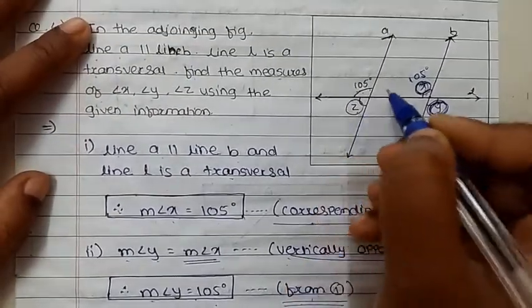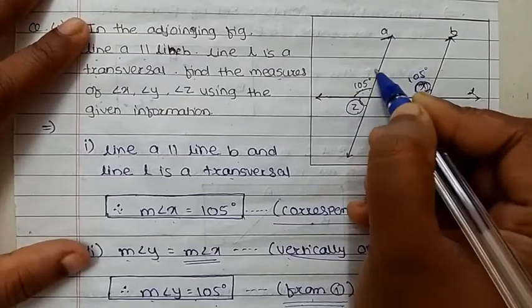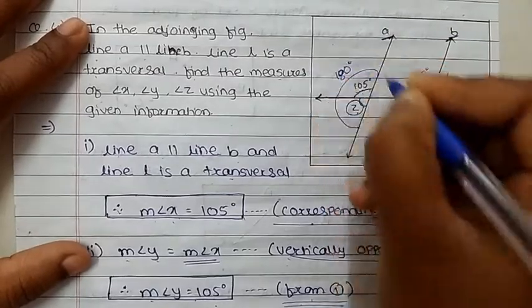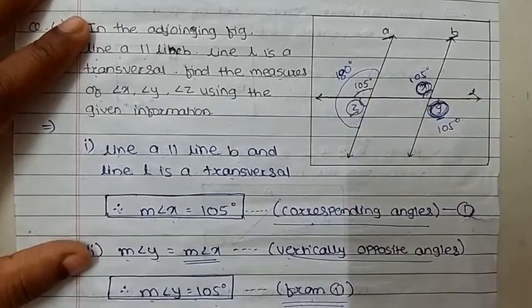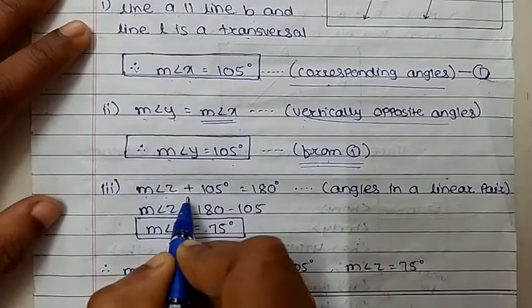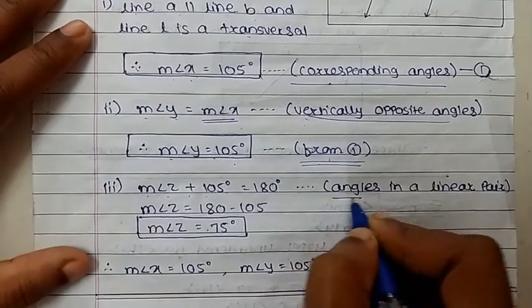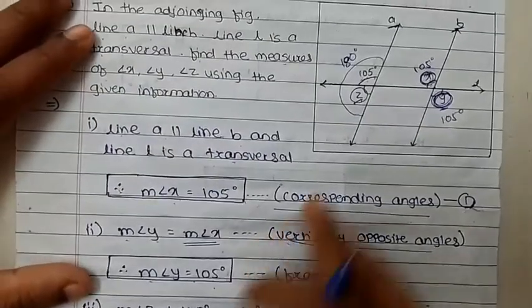Now next, we have to calculate Z. So how to calculate? Listen. This one is 105 and this one we don't know. When we add the full, the full is what? 180. When we subtract 105 from 180, we get Z. So the measure of angle Z plus 105 is equal to 180. Why do we write this? It is the angle in a linear pair, that means the angles formed on a single line.